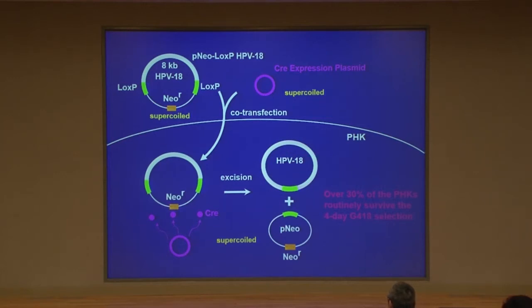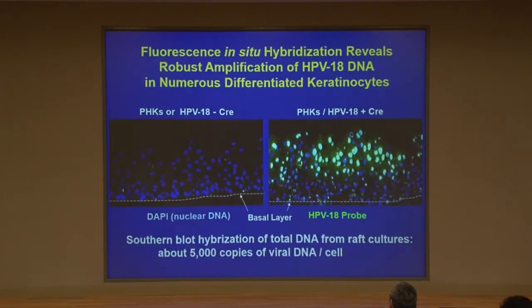It's a perfect substrate for DNA amplification, replication, and RNA transcription. And actually 20-30% of cells survive the selection. That means supercoiled DNA transfection is not bad. It's the linear DNA transfection that doesn't work.